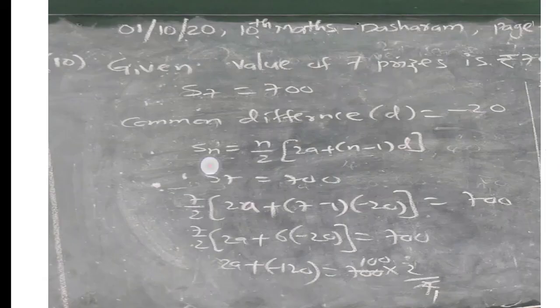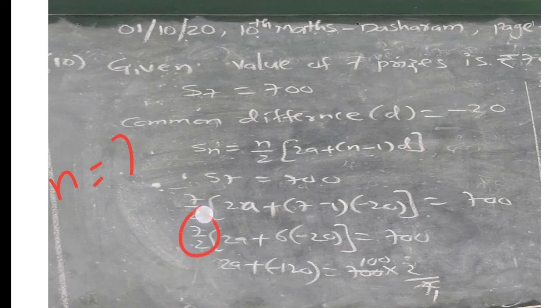So here Sn equals n by 2 of 2a plus n minus 1 into d. S7 equals 700, so n equals 7. Substitute that value. 7 by 2 of 2a, we don't know what the a value is, plus 7 minus 1 into d, where d is minus 20, equals 700. Next, 7 by 2 bracket of 2a plus 7 minus 1 is 6, into minus 20. 6 into minus 20 is minus 120.